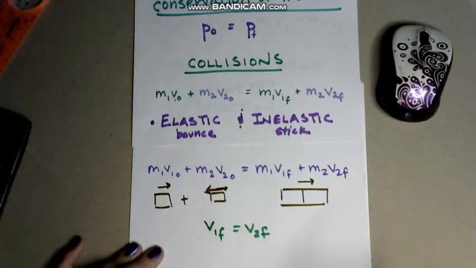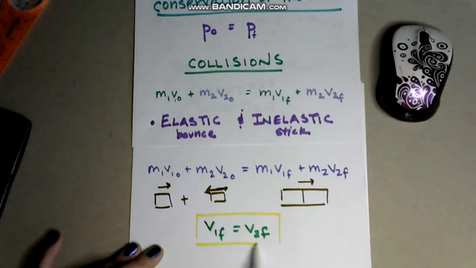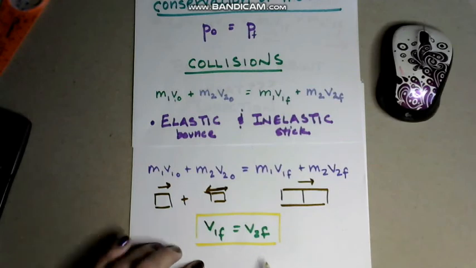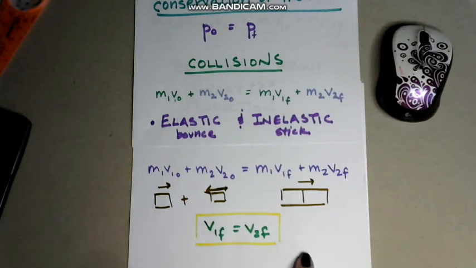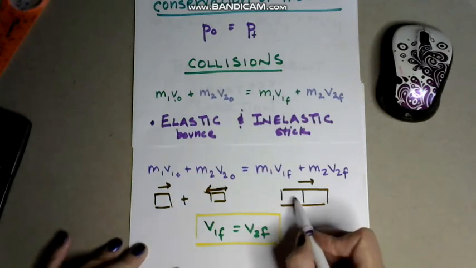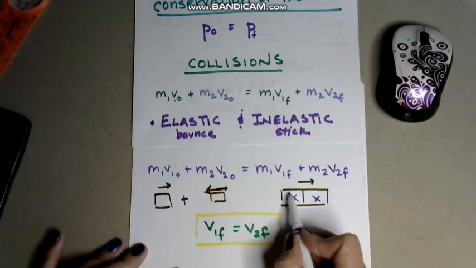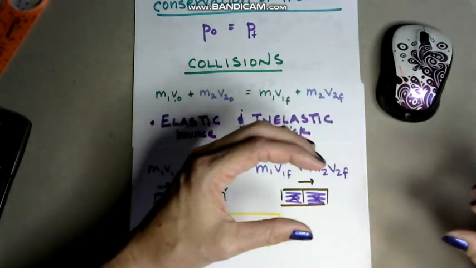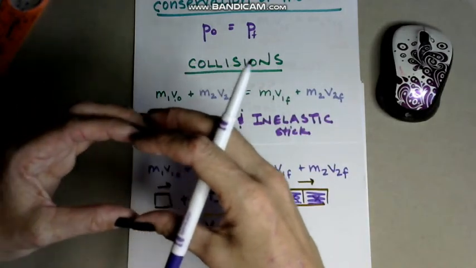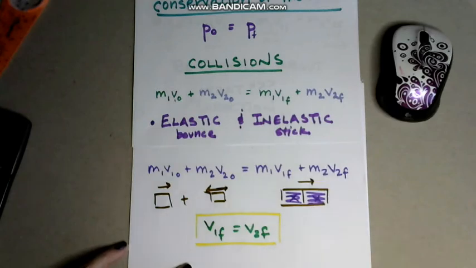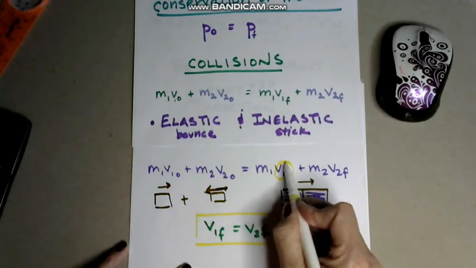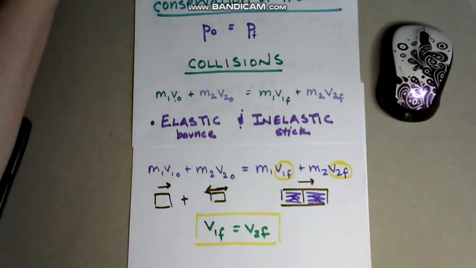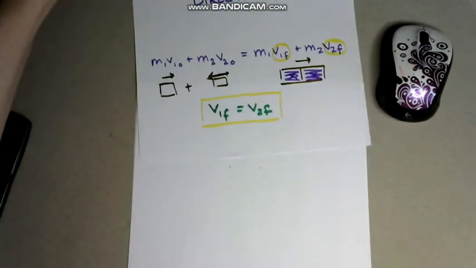Why is that? Why do those two equal each other? I'm going to have you answer that question now. Look, if these two guys are connected, they have to. They're squashed together as one thing now. You can't have one move faster and then one move slower. They're moving as one object. So they have to have the same final velocity.